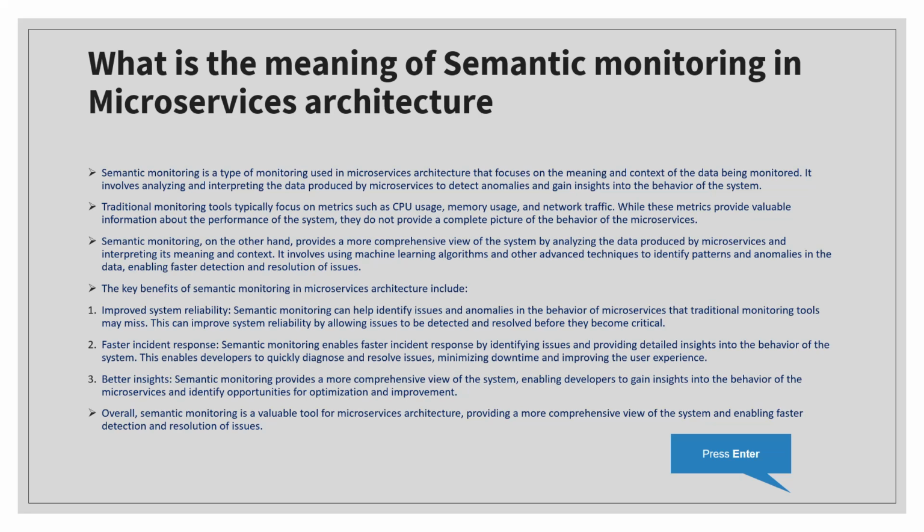And the fourth point, the key benefits of semantic monitoring in microservices architecture include: first is improved system reliability. Semantic monitoring can help identify issues and anomalies in the behavior of microservices that traditional monitoring tools may miss. This can improve system reliability by allowing issues to be detected and resolved before they become critical.